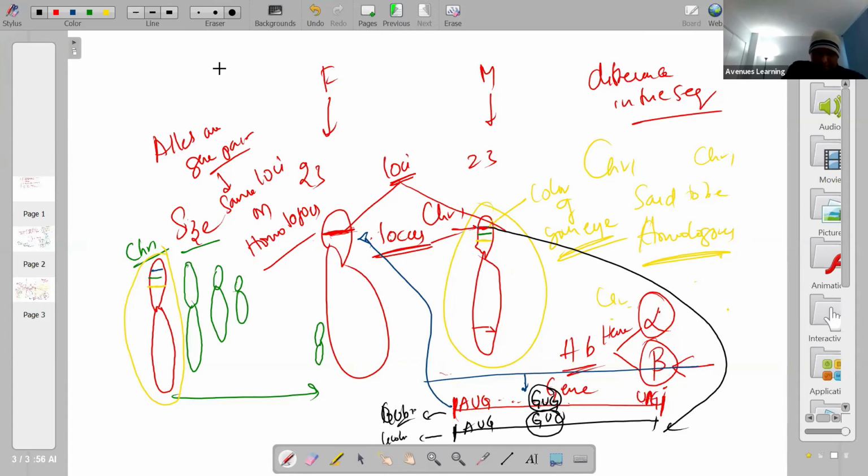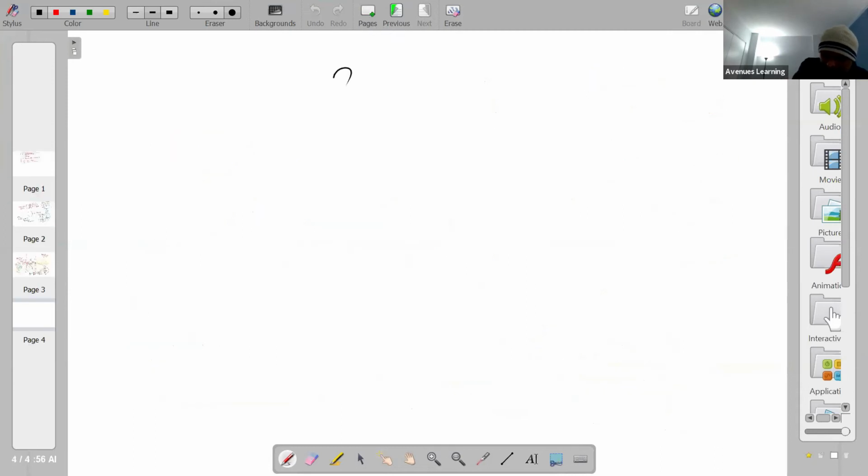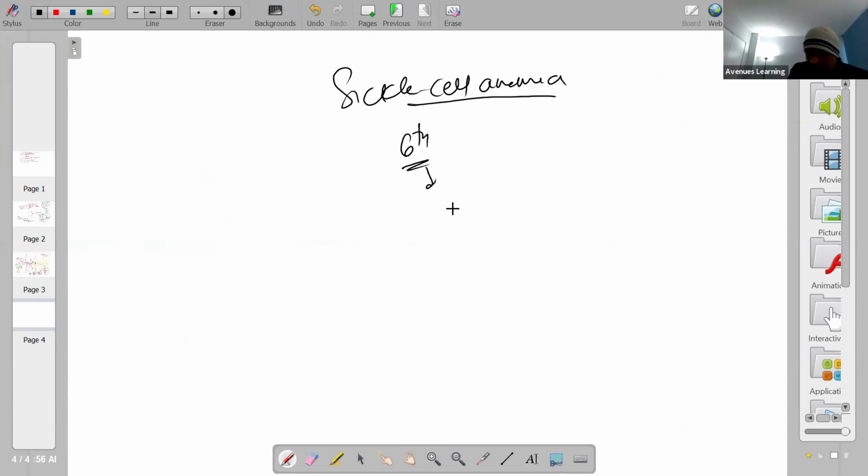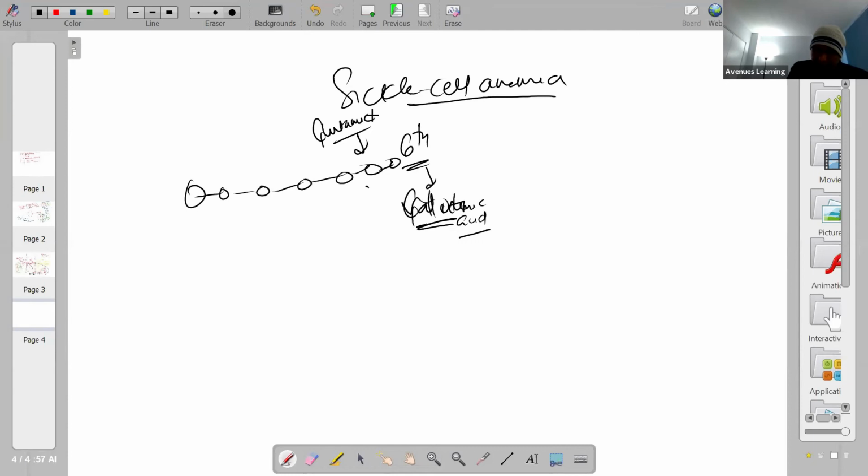And that is exactly what happens in sickle cell anemia. In people with sickle cell anemia, at the 6th position, if I'm not wrong, sorry, normal people are supposed to have glutamic acid at the 6th position of the globin chain. Normal people will have glutamic acid.